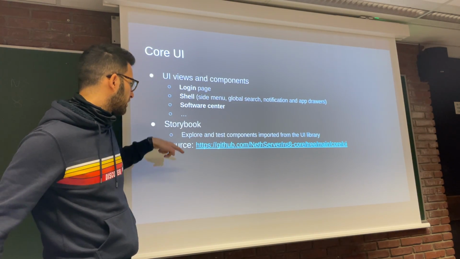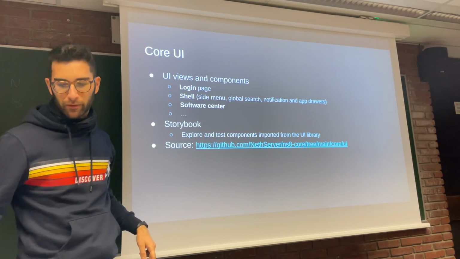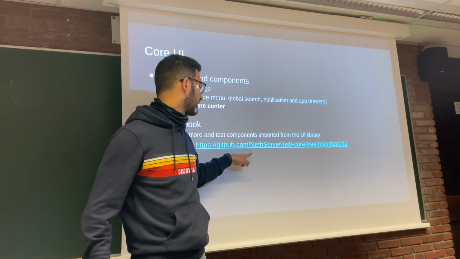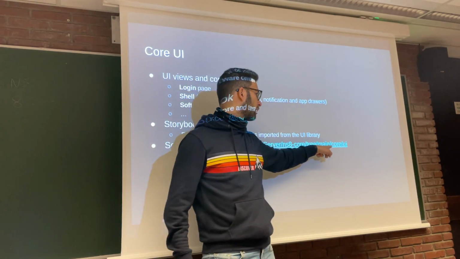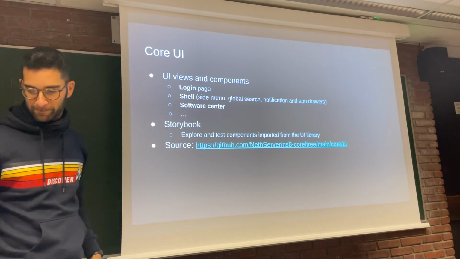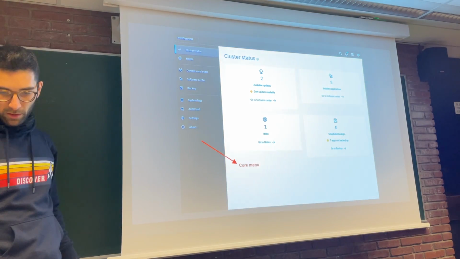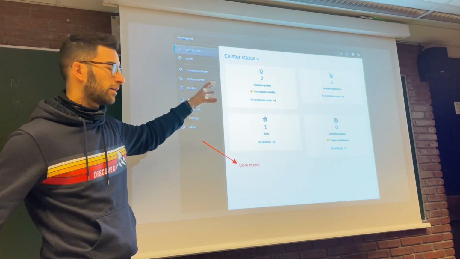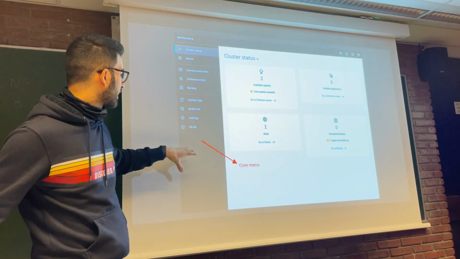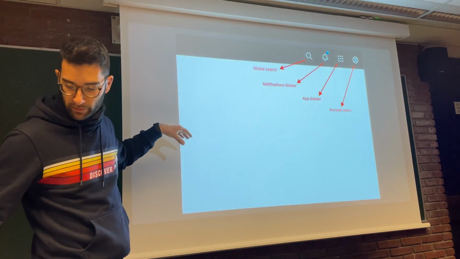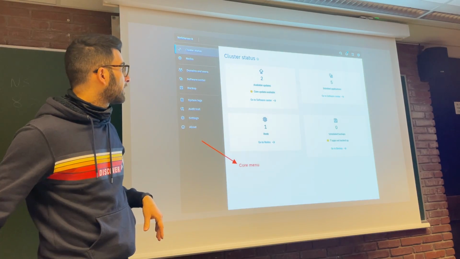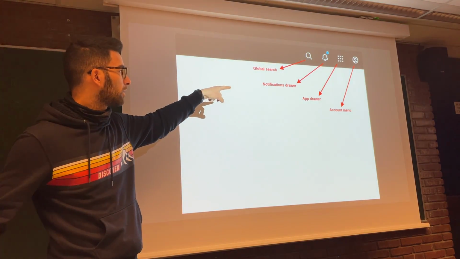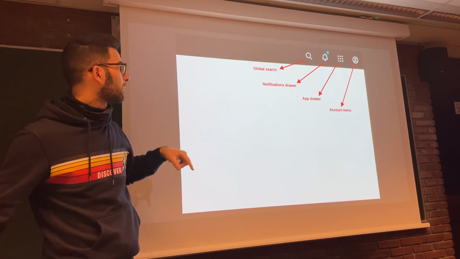We'll talk about this later. And here we have the source code of the UI, which is the core GitHub repository inside the core UI directory. Very simple. Some screenshots. This is a cluster status page, the landing page. This is the core menu. And on the top right corner, we have some buttons like global search, notifications drawer, app drawer, and account menu.